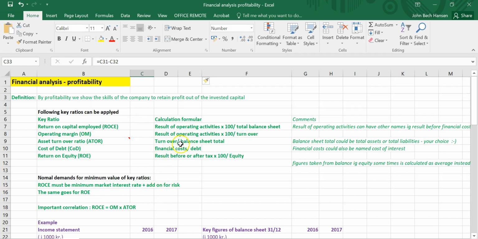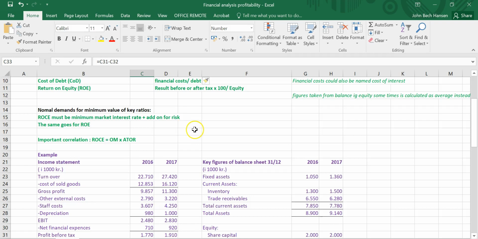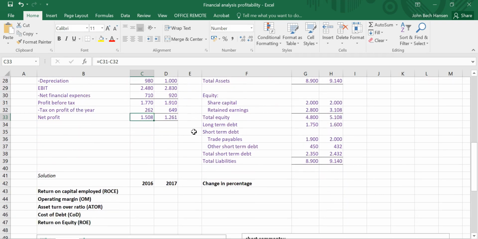Okay, so I'll leave you here with the formulas and some comments you can study, and I will just calculate the key ratios here so you can see how it's done. I've made a solution down here.